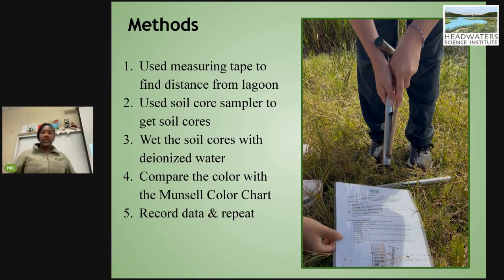So the methods that we used were, one, we used a measuring tape to find distance from the lagoon. We started a little bit close to the lagoon and then slowly went farther away. And then again, we used the soil core sampler to get the soil cores, as you can see in the image right there, and wet the soil cores with deionized water, compared that to the chart, which you can see in the bottom. And then we did this 10 times close to the lagoon. Each time we went farther and farther away. And then at the end, we repeated this process several times, and we had 30 total samples at the end.